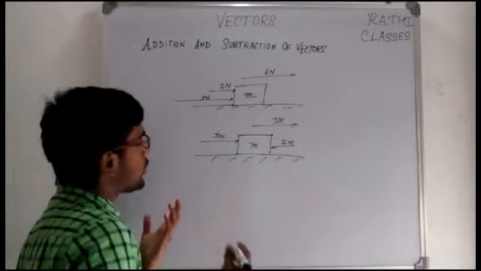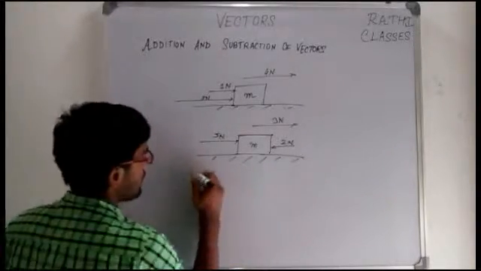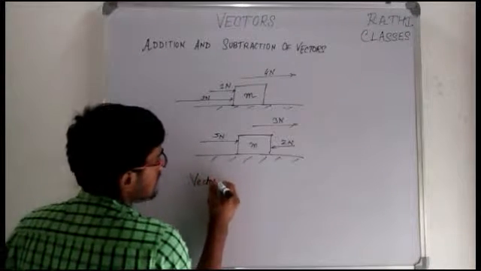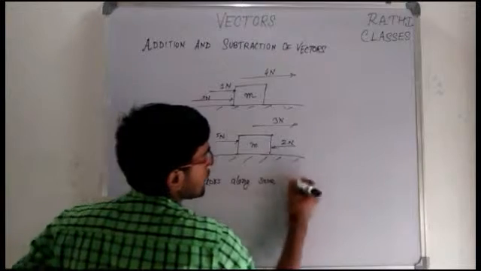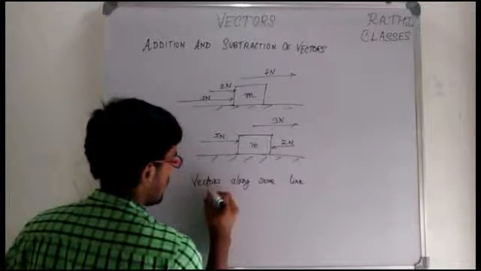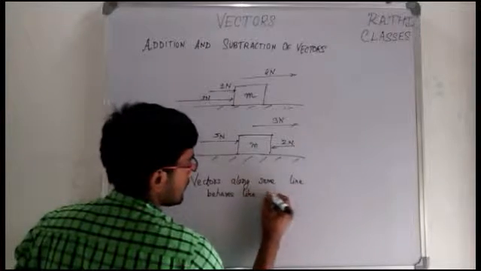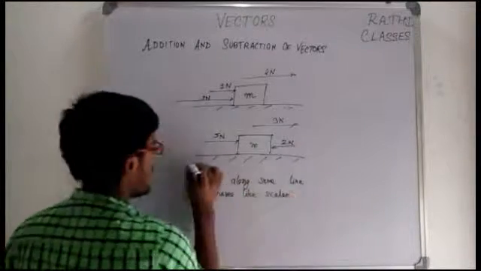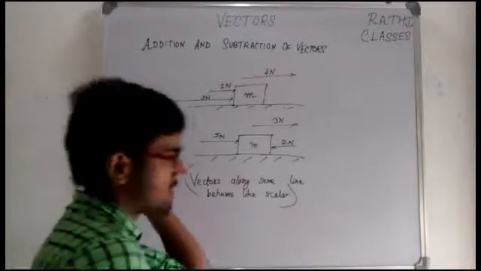So I can conclude that vectors along the same line nearly behave like a scalar. Vectors along the same line nearly behave like a scalar. Right? This was the first case of addition and subtraction of vectors.